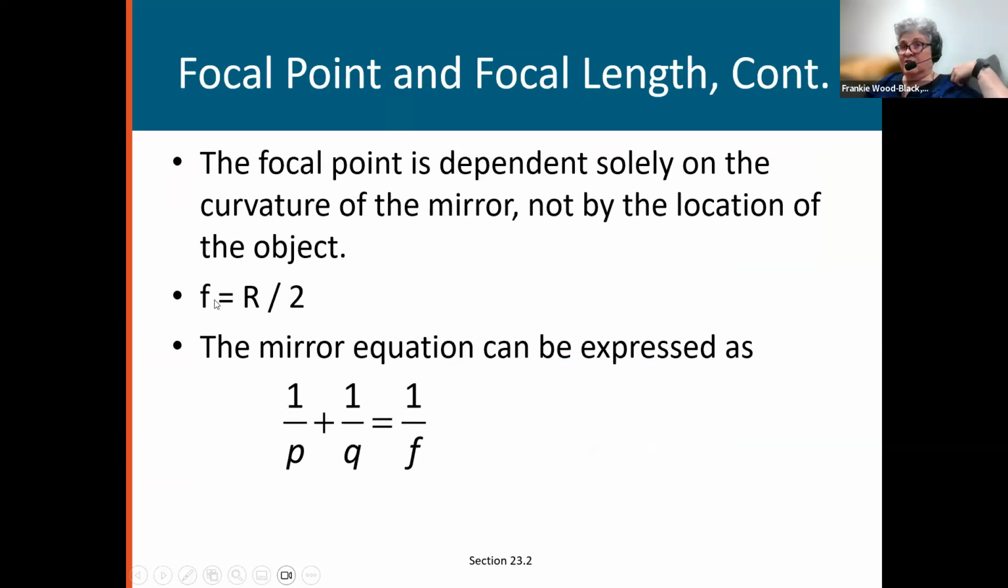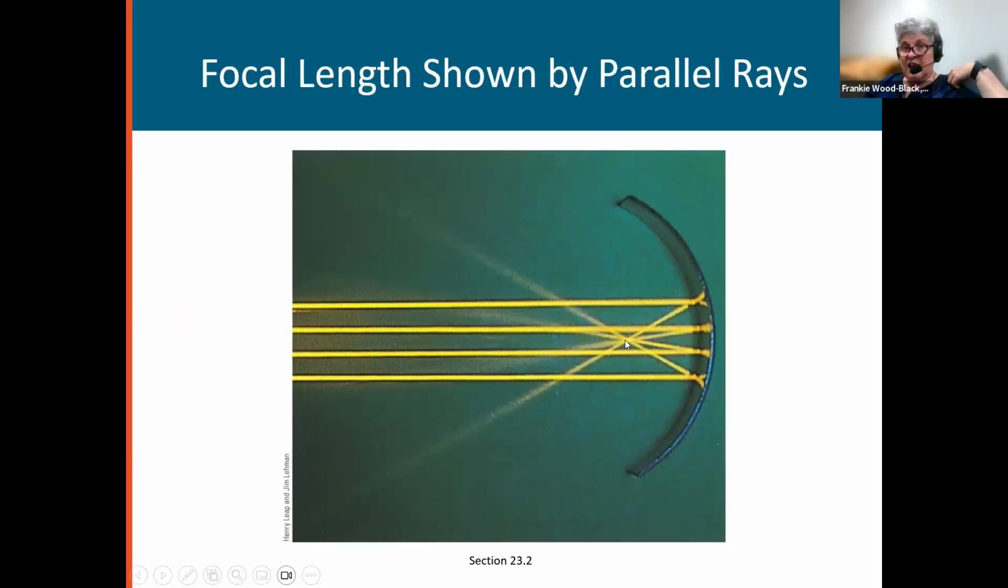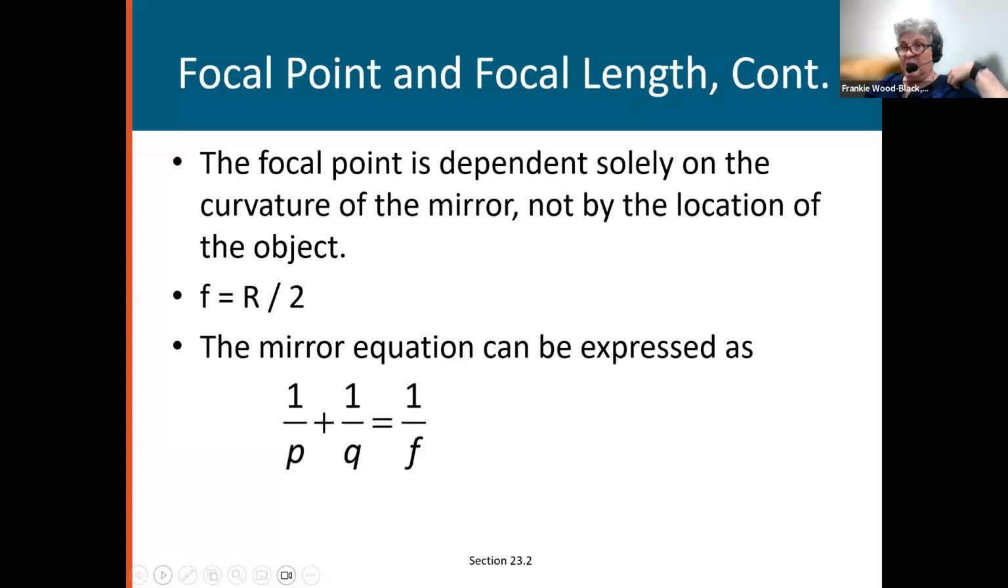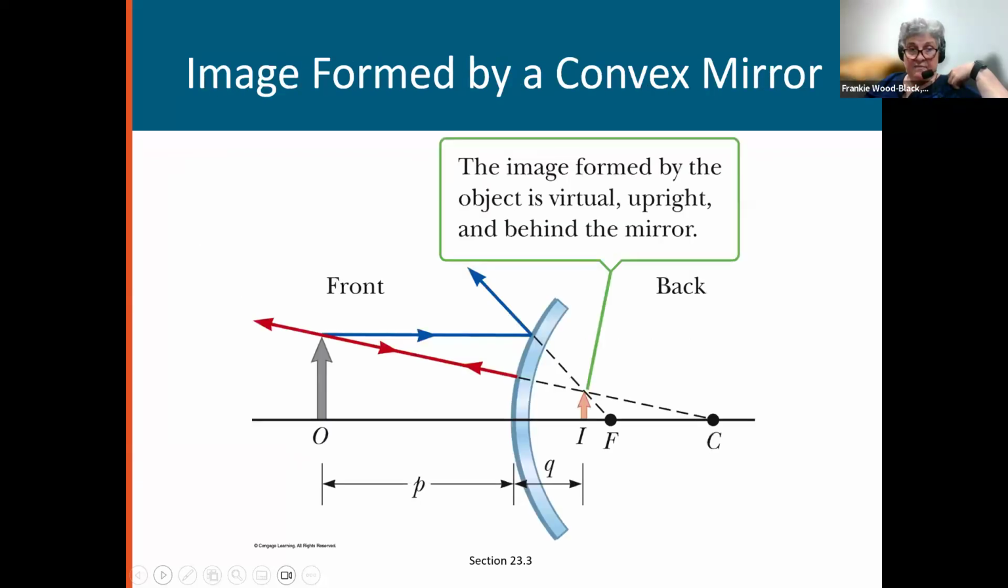So if I do that, it turns out that the focus is actually R divided by 2. So I can rewrite my mirror equation in terms of my focus instead of my radius of curvature, because I may or may not know what the radius of curvature is, but I can measure where the focus is. It's real easy to measure, because I can just take a ruler from this point to that point and measure that. And then I can plug it into my mirror equation.